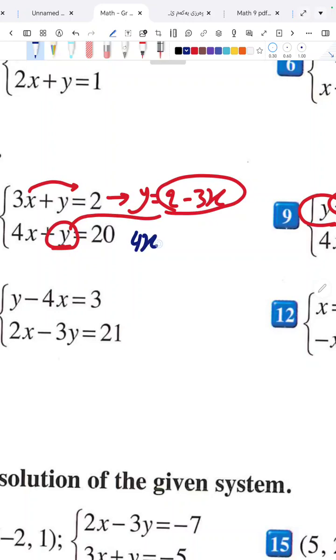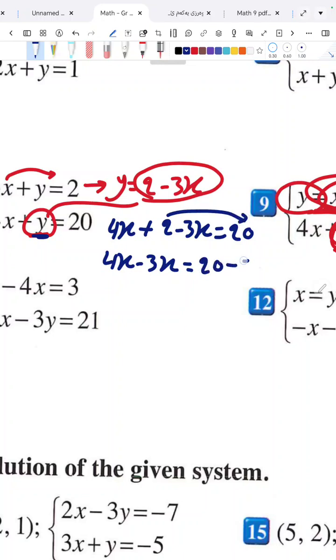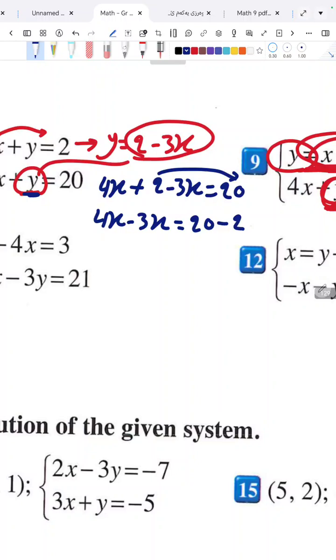So I have 4x plus, as I told you, instead of this y, write this 2 minus 3x equals 20. Then you have 4x minus 3x. Move the 2 to the other side. It's positive, it will be negative. 20 minus 2. 4x minus 3x equals x. x equals 18.